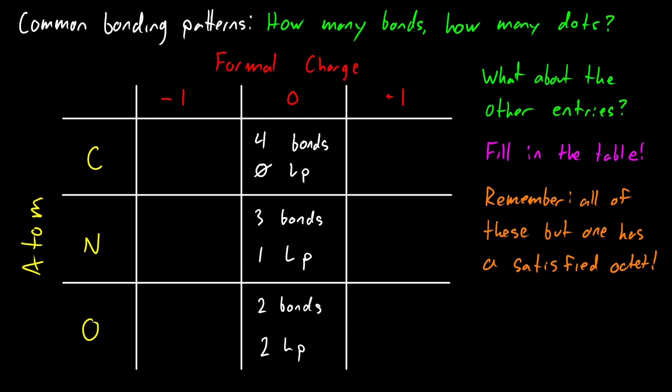See if you can figure out which entry in the table is the one that lacks an octet. So go ahead and take a minute here, draw some atoms out, and see if you can't match their charge states. Unpause the video when we're done, and we'll discuss each entry in the table together.